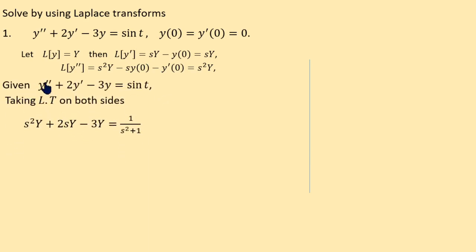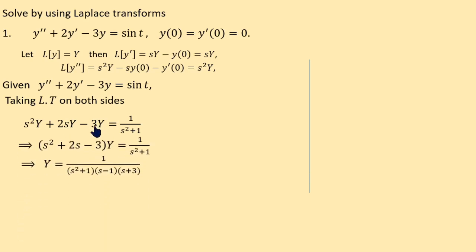The given equation is y double dash plus 2y dash minus 3y equal to sin t. Taking Laplace transform on both sides, this becomes s square capital Y plus 2s capital Y minus 3 Laplace transform of small y, which is capital Y, equal to 1 by s square plus 1. So if you take Y common outside, it becomes s square plus 2s minus 3. If s square plus 2s minus 3 is 0, you will get s equal to 1 and s equal to minus 3. Therefore the factor is s minus 1 into s plus 3. s minus 1 into s plus 3 is nothing but s square plus 2s minus 3.